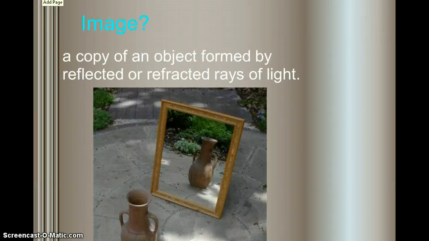So an image is a copy of an object formed by reflected or refracted rays of light. Everything is opposite, as you can see in this picture. So you know when you look in a mirror, right is left and left is right. So the image is a copy, but it's reversed.